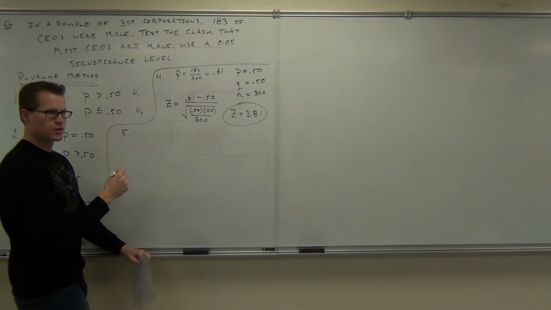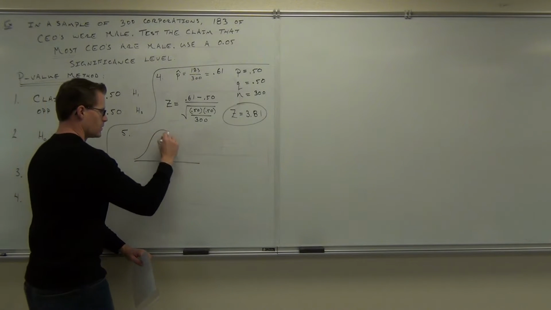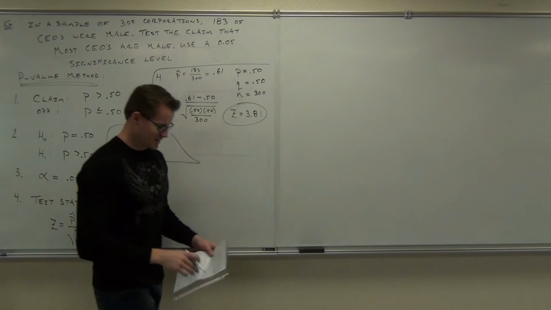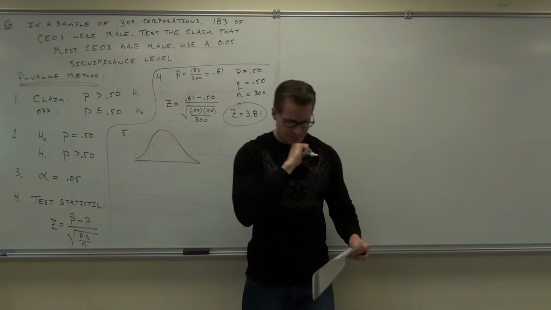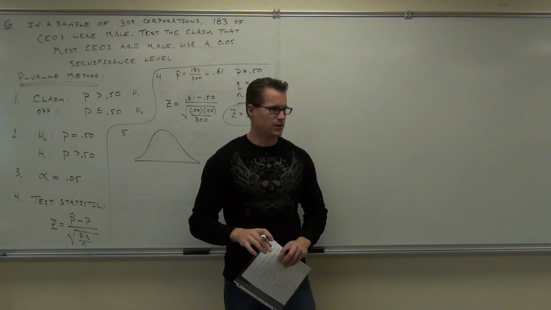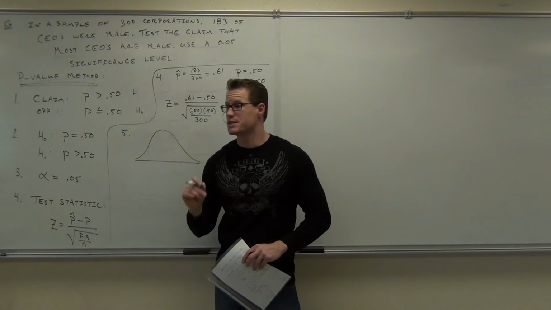Now, all of your pictures are going to look the same. When I say draw a picture, I mean that. That's your picture. It's very original. Here's what you do for the p-value method. Your picture's going to look identical in step number 5, but what you put on your picture will be different.